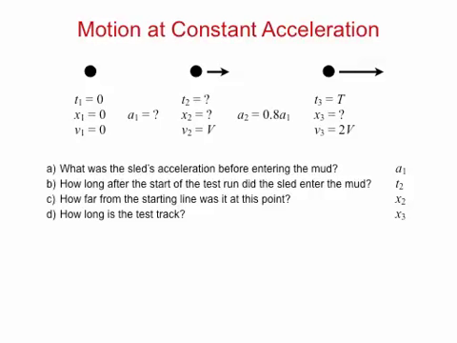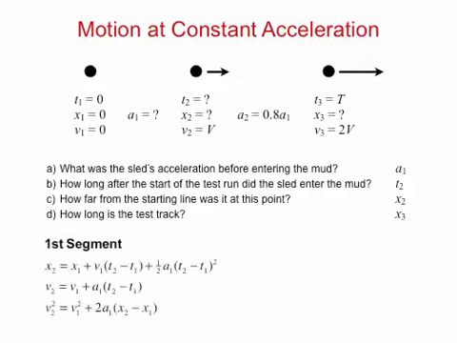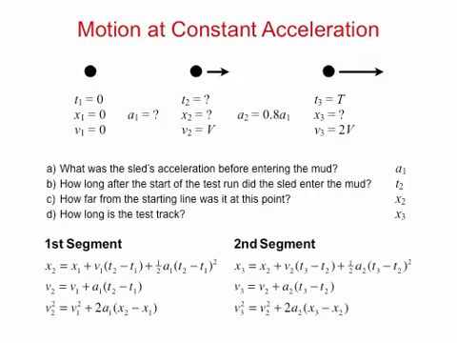Let's write down the three constant acceleration equations for each of the two segments of the motion. Here they are for the first segment, with events 1 and 2 as the initial and final events, respectively. And here they are for the second segment, now with events 2 and 3 as the initial and final events. We can substitute in the values that we know, leaving the 6 equations in terms of only the 4 unknowns.